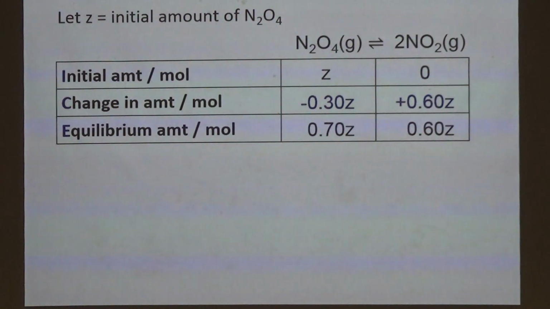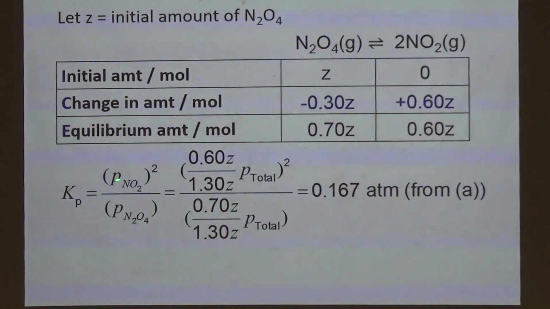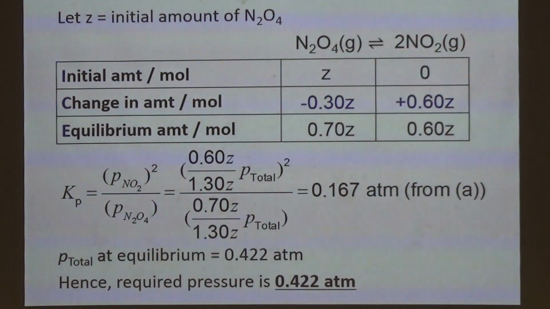So this is another method of finding the answer. You let the initial amount of N2O4 be Z, and you get the same ICE table. You substitute everything in, but instead of using partial pressure, you just use mole fraction times total pressure, which also works. Then in this case, you solve for P total because your Z terms will cancel out. You get a similar answer. Both answers are slightly different, but both will be fine.